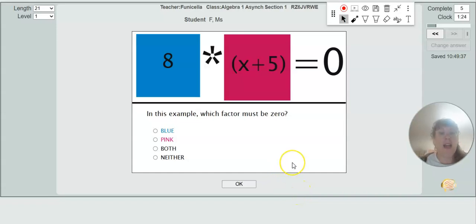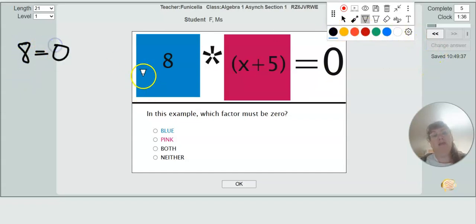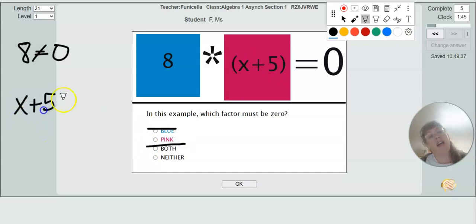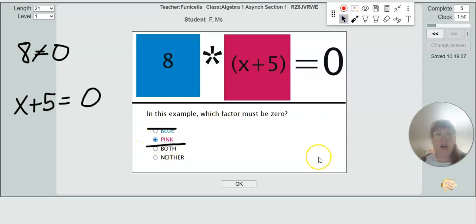In this example, which factor must be 0? So we have 8 times (x plus 5) equals 0. So either 8 equals 0, which is obviously not true. 8 does not equal 0, so it can't be the blue one. That means x plus 5 must equal 0. So that's going to be our pink option. It's kind of red to me, but written as pink. So you're going to click pink and hit OK.